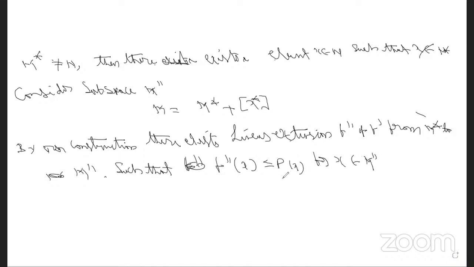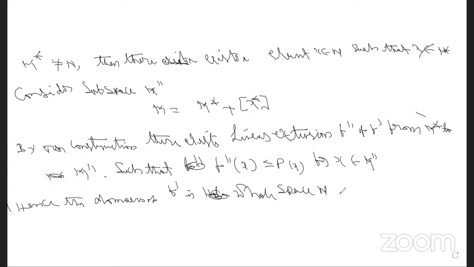So M double dash. Hence the domain of f dash is the whole space N. F dash is defined on the whole space N. This completes the proof of the theorem.